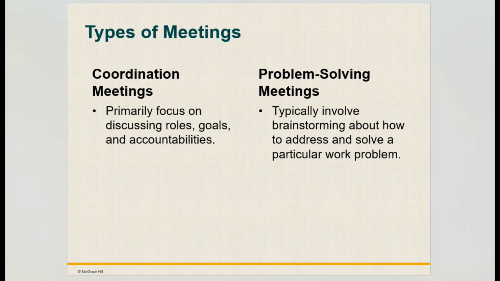So there are two types of meetings that the book presents. Those coordination meetings where you're discussing the roles, the goals, and the accountabilities, as we mentioned earlier. And then there are meetings for the actual problem solving. That's when the brainstorming happens and you start addressing different challenges or problems to work through as a group.